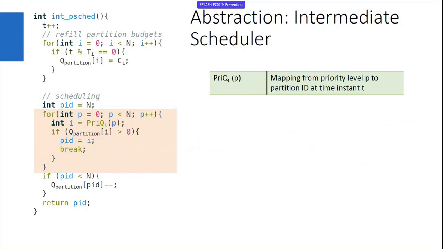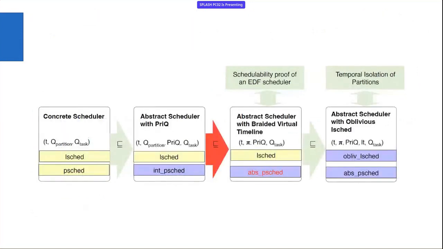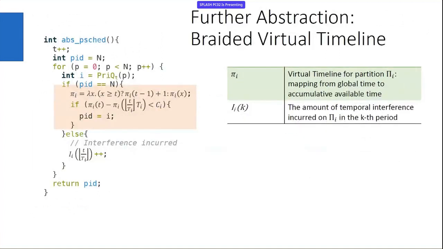And now at any moment, you start from priority 0 and try to find whether there's any partition available at that moment. If there is, and it still has a remaining budget to run, then we pick that partition to run, break out of the loop and return it. Otherwise, we just keep looking for the next partition to run. So that refinement is actually reasonably easy to prove. Next, you introduce the real-time, the virtual timeline.